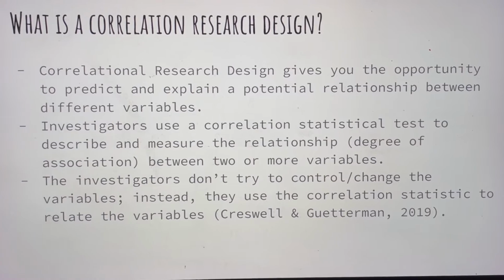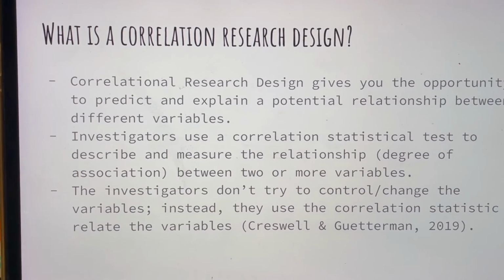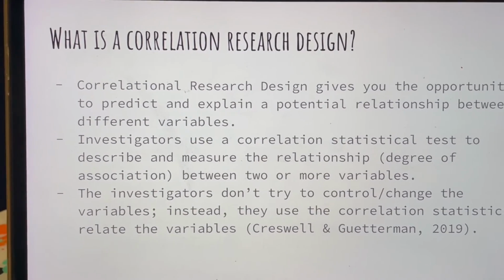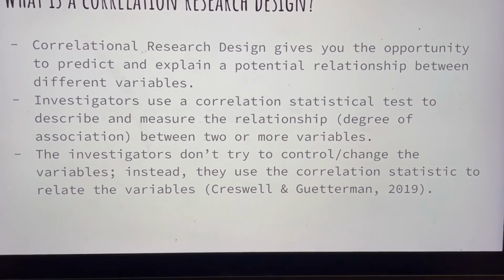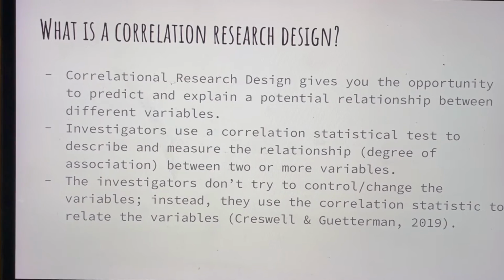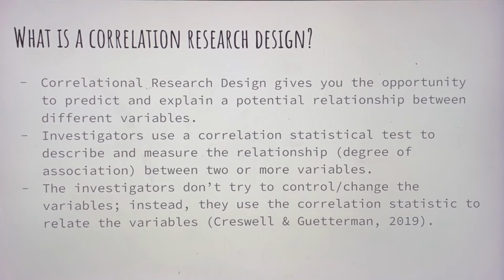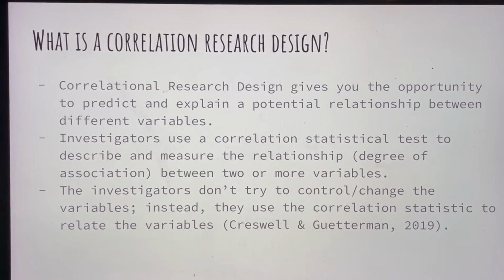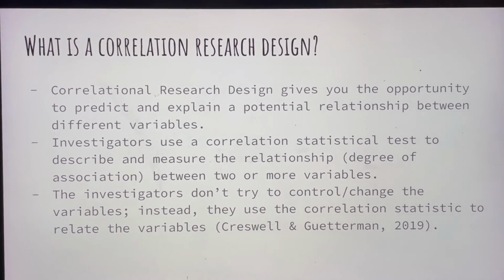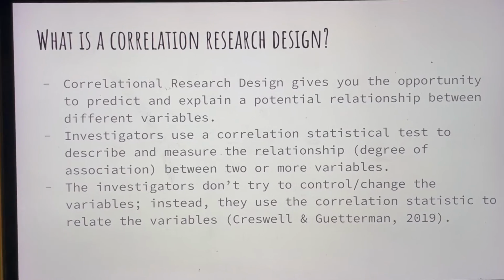The first question I answered was, what is a correlation research design? Correlation research gives you the chance to predict and explain, like, is there a potential relationship between these various different things? People normally use a correlation statistical test to describe and measure the relationship. Even if something is related, this helps you know how related they are, and that's called the degree of association. The investigators don't try to control or change the variables. Instead, they use the correlation statistic to relate those two variables.